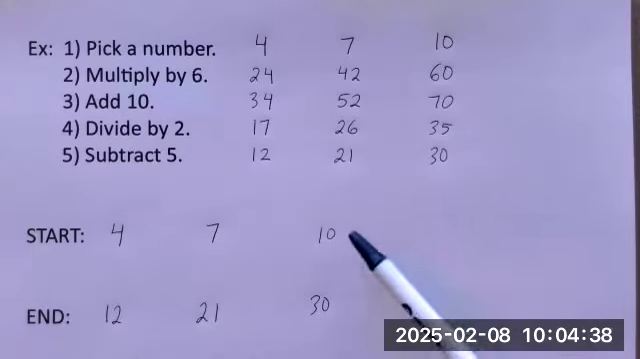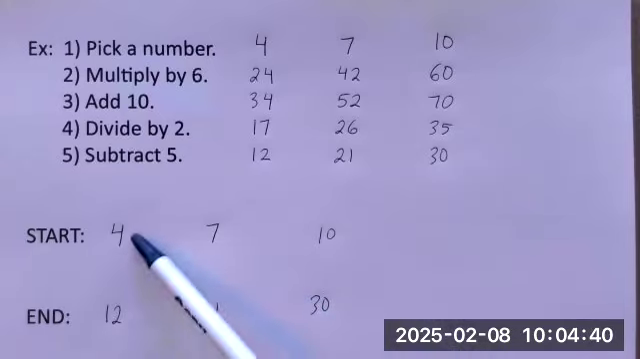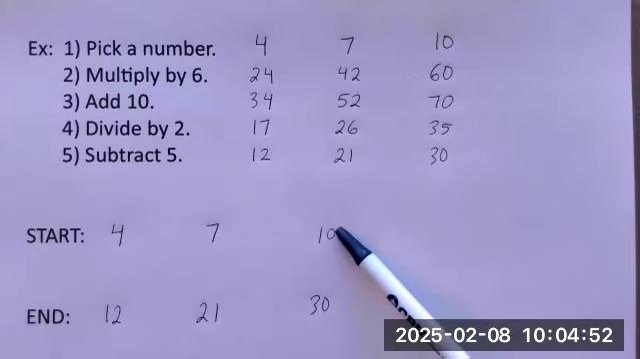I think most of you probably right now could say, well, it looks like we're always getting something that's 3 times what we started with. You see how 4 times 3 equals 12? See how 7 times 3 equals 21? You see how 10 times 3 equals 30? It appears that we're going to end with 3 times whatever we started with.